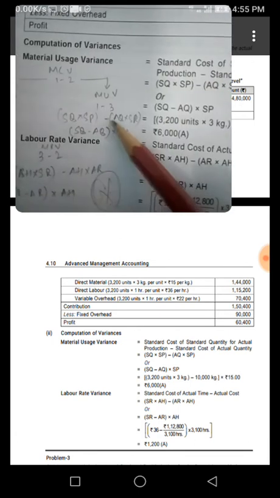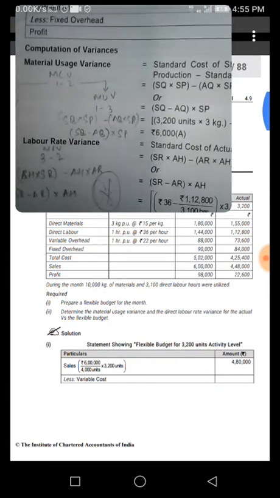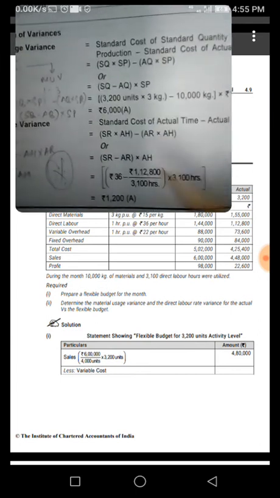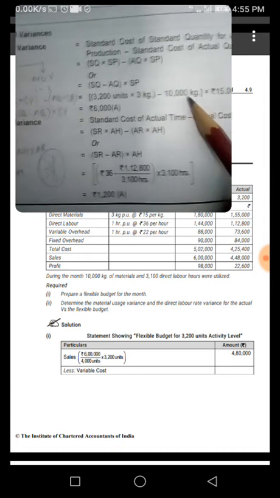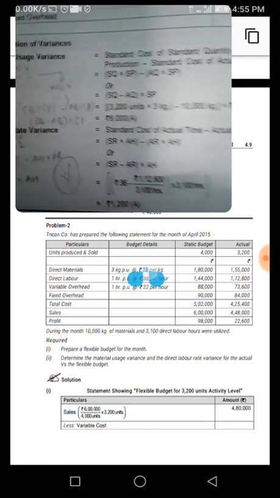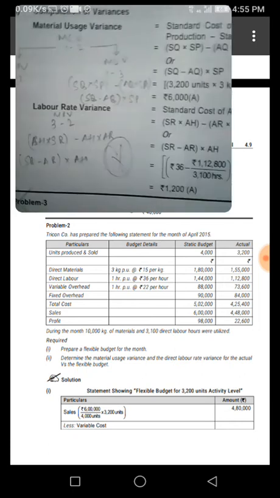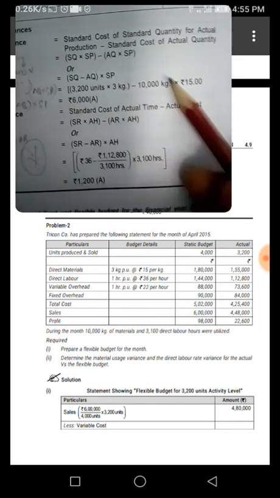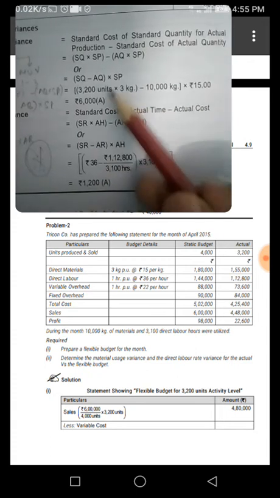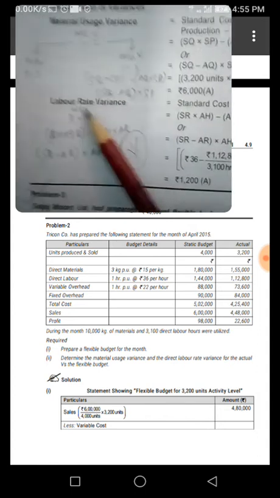And what is the actual quantity? Actual quantity is given in the question: 10,000 kg used material. So that is actual quantity into standard price, and obviously the standard price is this 15 rupees. If we deduct, you'll get 6,000 adverse, because it will come in negative, and negative means adverse.